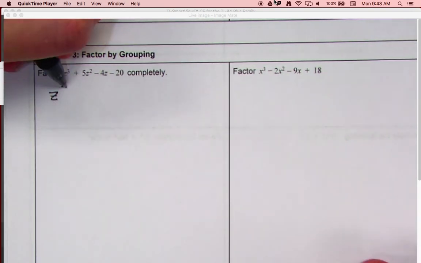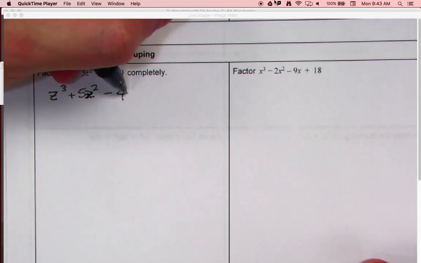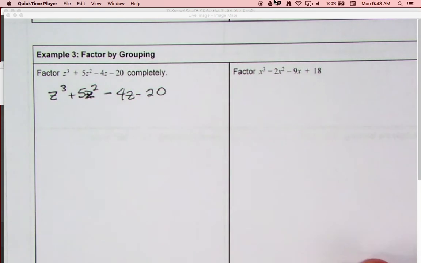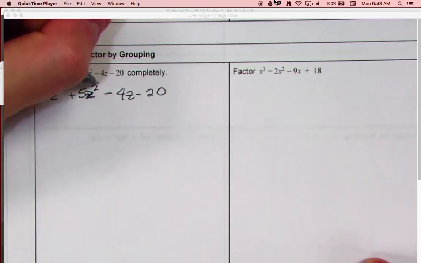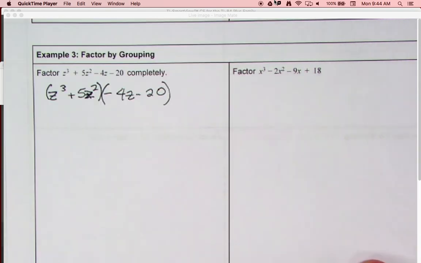So I got z to the third plus 5z squared minus 4z minus 20. Okay? So the first step that it says for us to do is we want to group it in pairs. And what I mean by that is you take your first two and you group them, and you take your second two and you group them. Okay? So that's the first step. Real hard, right? Grouping it in pairs.